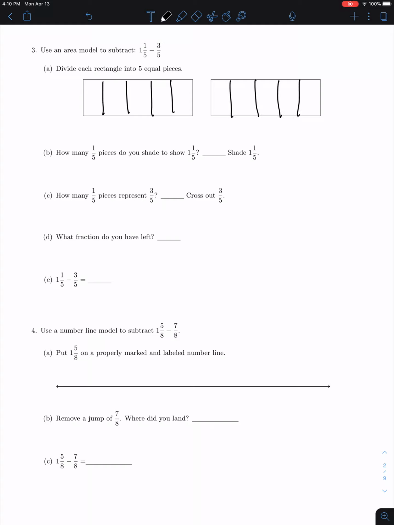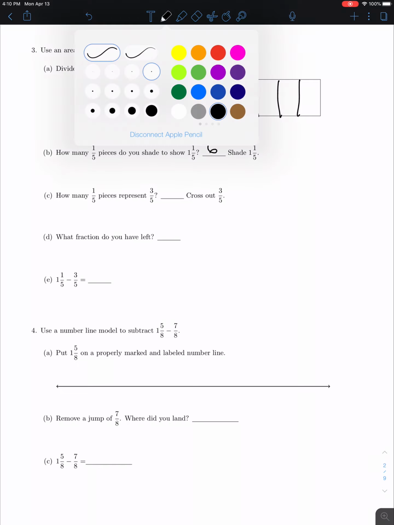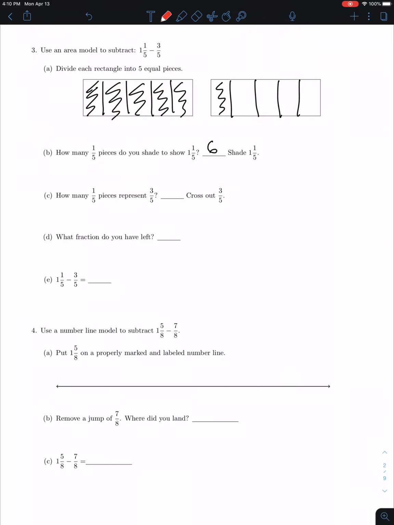So we're going to need 4 lines. And so again, just like before, we want to shade in 1 1/5. So again, we're going to shade all of the first rectangle and then one of the other rectangle. So just like before, we shaded 6 parts. But now, since we're subtracting, instead of adding on, we want to actually take away some. So in this case, what we want to do is take away 3/5. So what we want to do is get rid of that one, and this one. So what we're going to do is we're going to cross out 3 pieces.